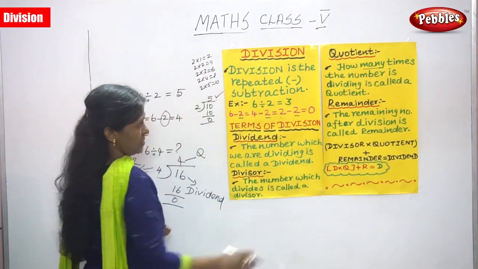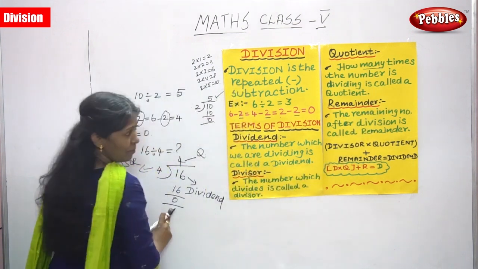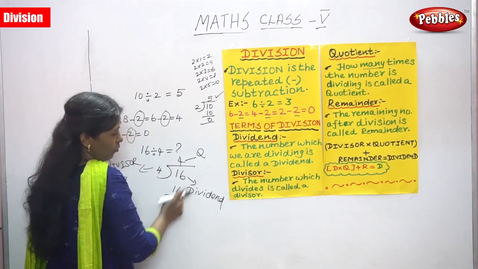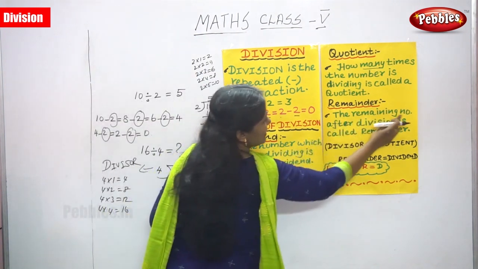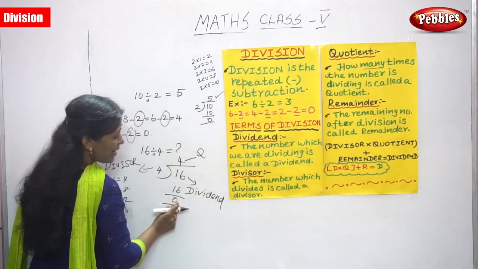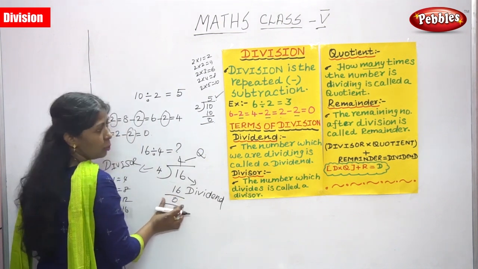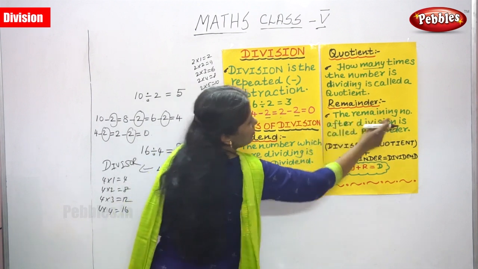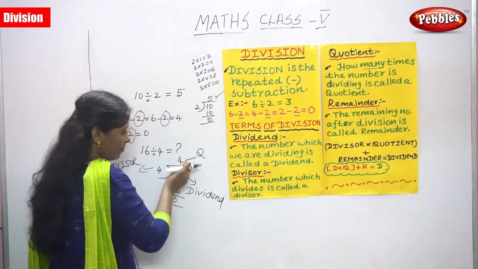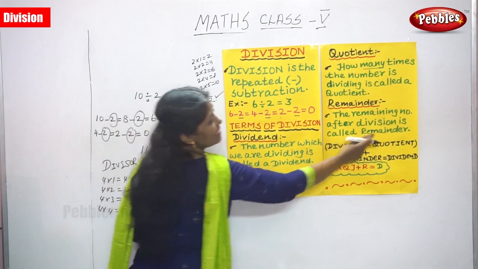And the final term is remainder. The answer here is the remainder, because there is no number, we can get only 0 for this question. The remaining number after division. After division is over, the remaining number in this place, in this sum, we have only 0. That is what the remaining number after division is called. After division is completed, we get the final remaining number. It is called a remainder.